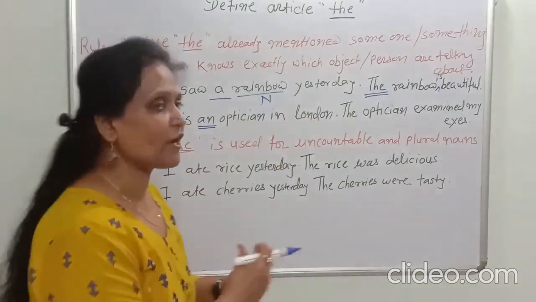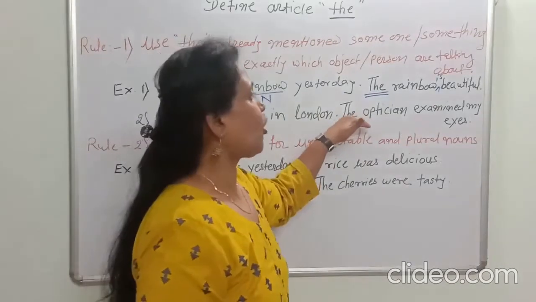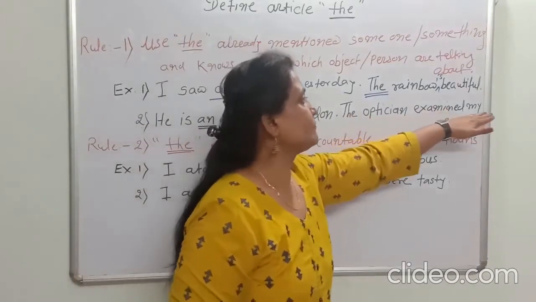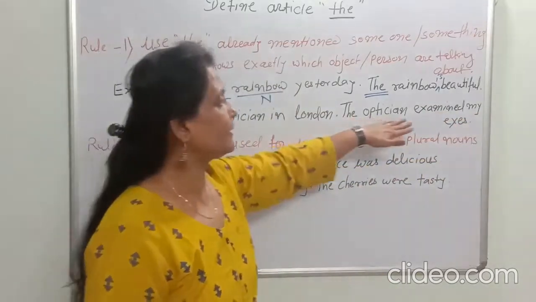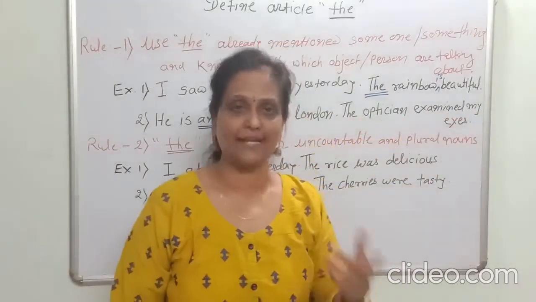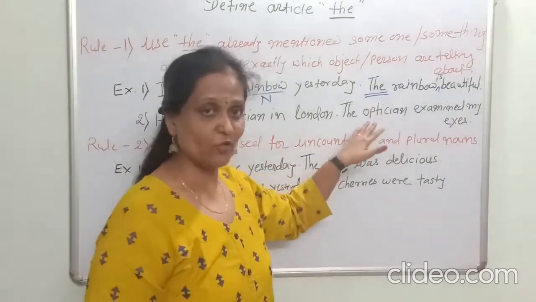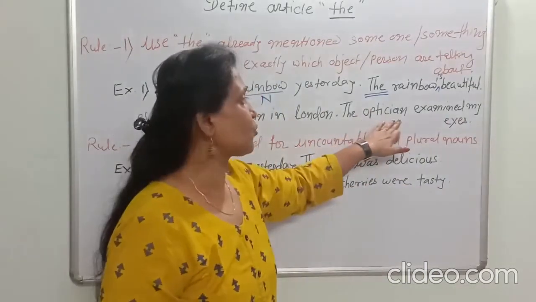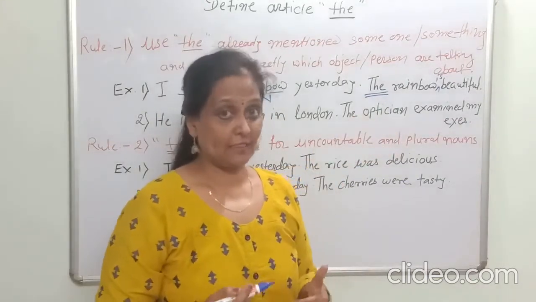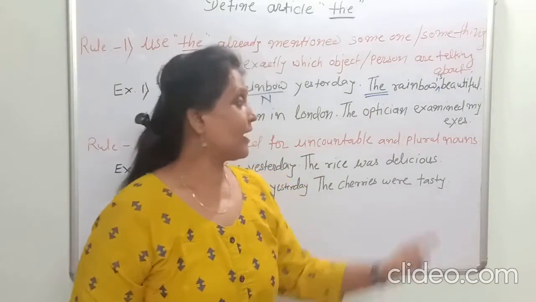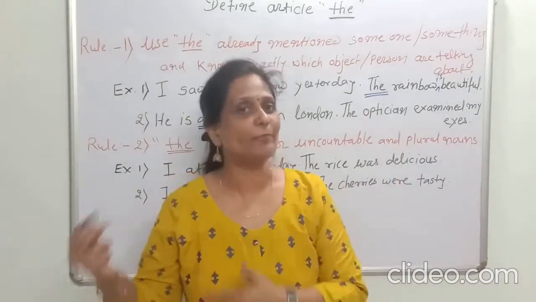Next, when I am talking continually about the optician: the optician is examining my eyes. In this second sentence, we use the before optician. I know that the word optician begins with the vowel O, so we should normally use an, but here in this sentence, I am already talking about the optician.